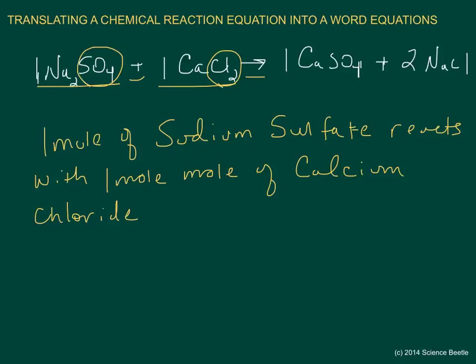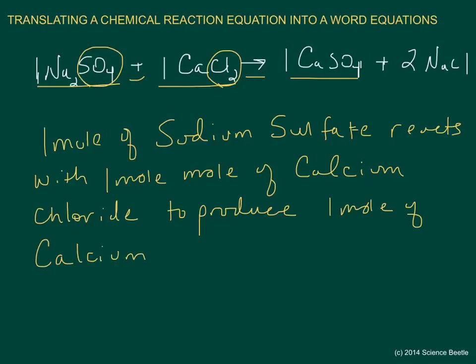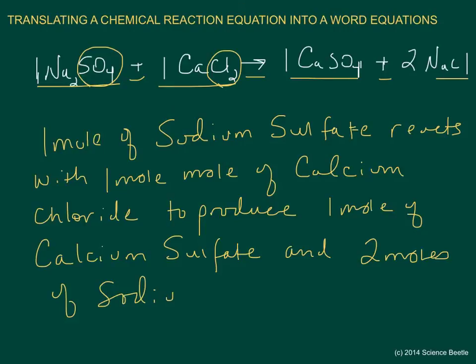Move on to the arrow. To produce. You could have also written yields, to create, to make. Those are all acceptable as well. And then we'll move over to the right side. 1 mole of calcium sulfate, and that's the plus sign, 2 moles of the last compound, which is sodium chloride.